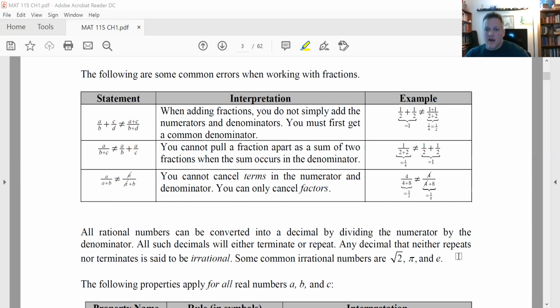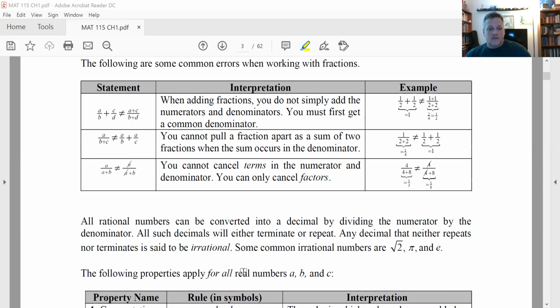And e, you may or may not have bumped into. We'll talk about that later on in the course in chapter 4. But suffice it to say that e is approximately 2.71828... It's irrational. It never stops, it never repeats.